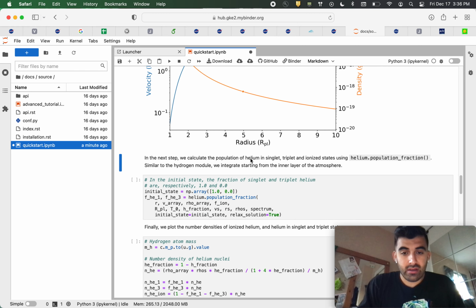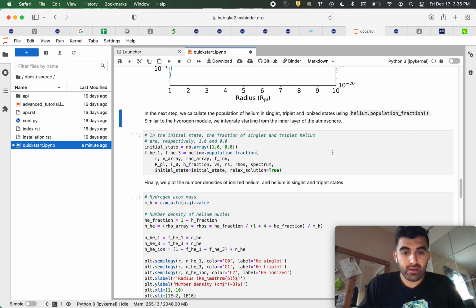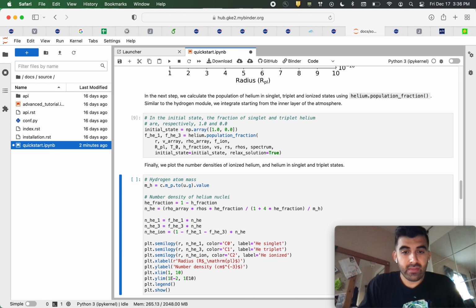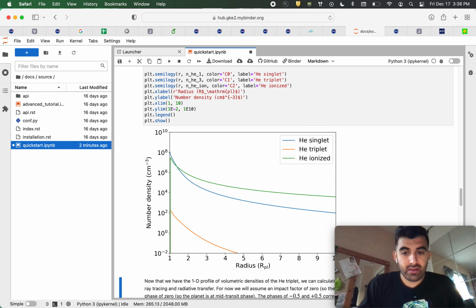Awesome. Now what we're going to do is we're going to calculate the population of helium in a singlet, triplet, and ionized states using this helium.population_fraction. And so what this will do is we will feed it some parameters, some variables, and it will do the calculation for us. Now that we have that, down here, we're actually going to plot what that looks like. So let's go ahead and see it.